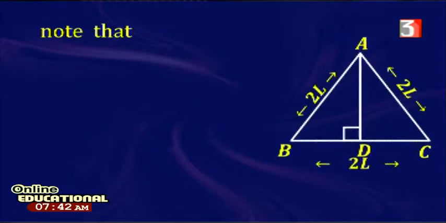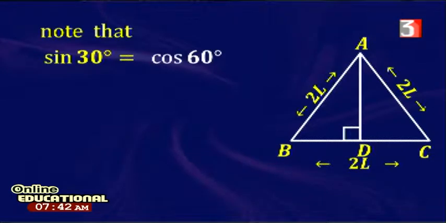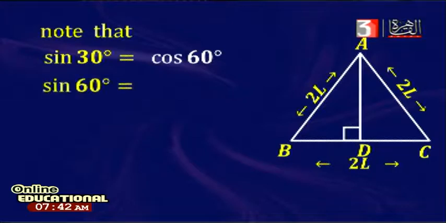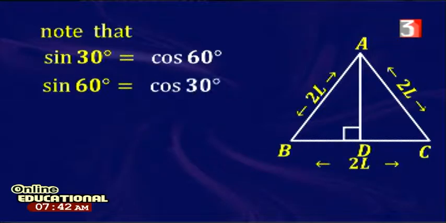Now you are going to have a note. Note that in such a figure, sine 30 equals cosine 60. Yes, both of them equal 1 over 2. So sine 30 equals cosine 60, and sine 60 equals cosine 30, both root 3 over 2. You are going to notice that sine 30 equals cosine 60 and sine 60 equals cosine 30.